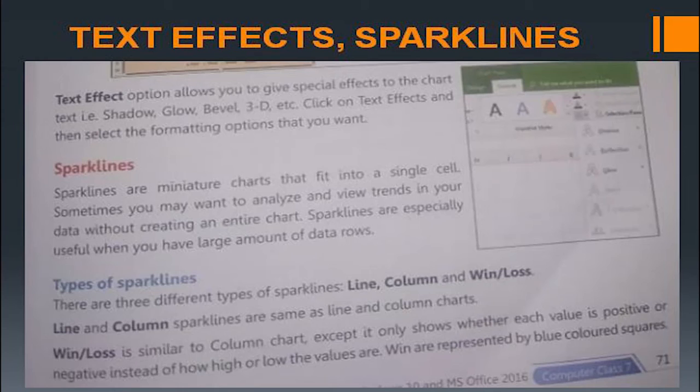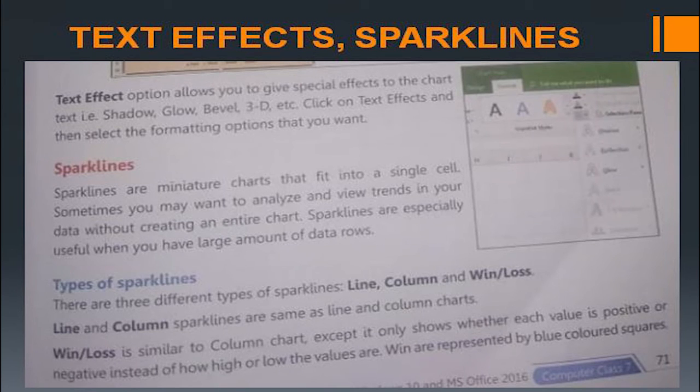Types of sparklines. There are 3 types of sparklines: one is line, second one is column, and third one is win or loss. Line and column sparklines are the same as the line and column charts. Win or loss is similar to the column chart, except it shows whether each value is positive or negative instead of high or low values.